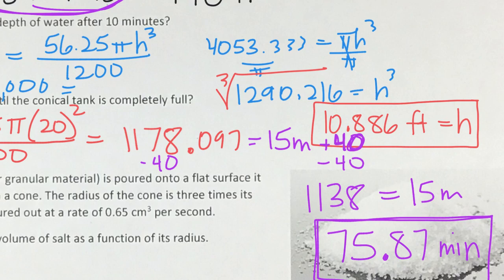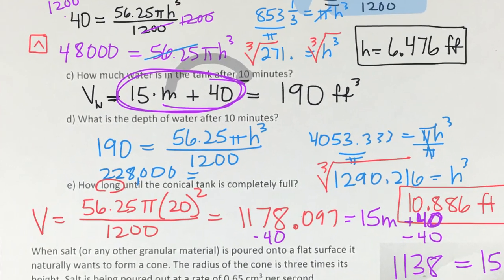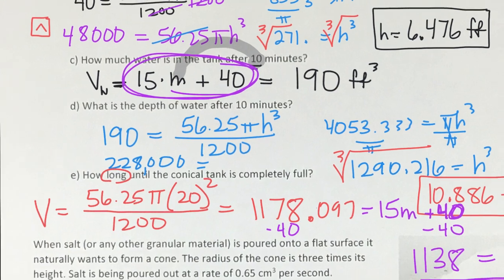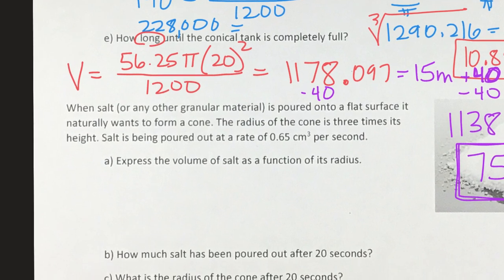So when we talk about when, we want to go back to our rate problem, right? And C tells you the rate, 15 cubic feet per minute, plus your initial 40 that we have in there. All right, excellent job.